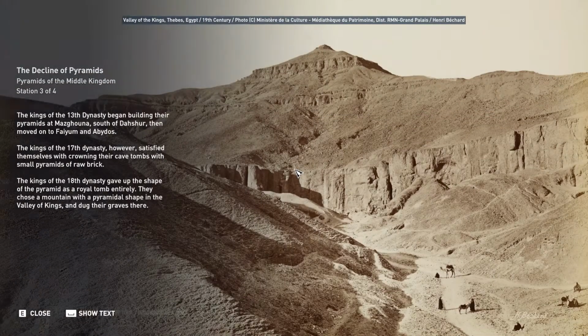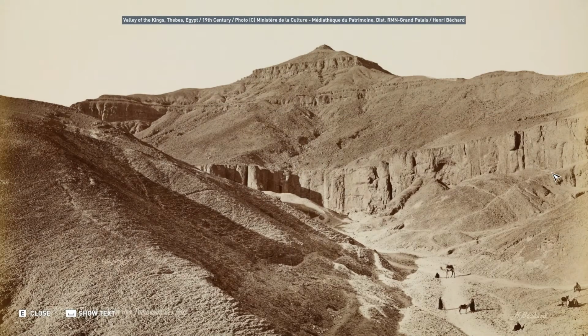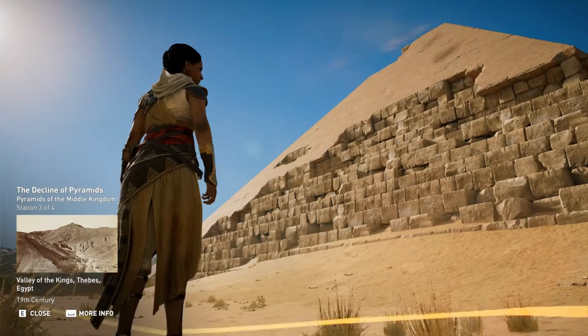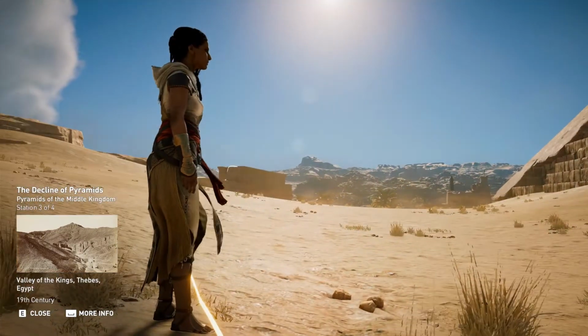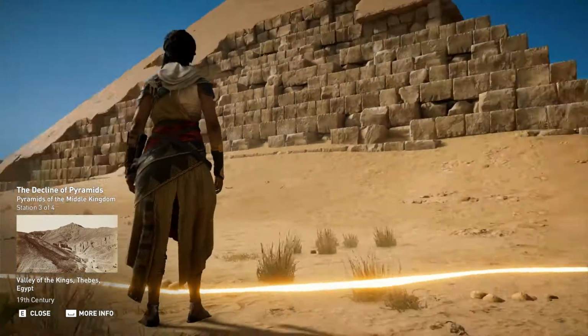The kings of the 13th dynasty began building their pyramids at Mazguna, south of Dahshur, then moved on to Fayum and Abydos. The kings of the 17th dynasty, however, satisfied themselves with crowning their cave tombs with small pyramids of raw brick.